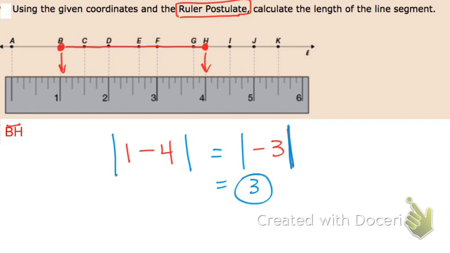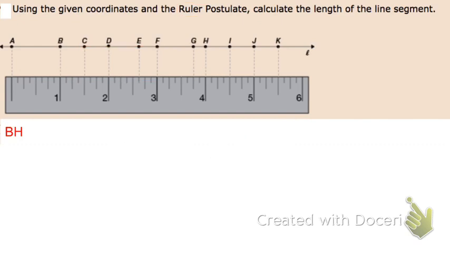And you can also just see, from 1 to 2, from 2 to 3, from 3 to 4, this is 3 inches long. That's simply the ruler postulate.